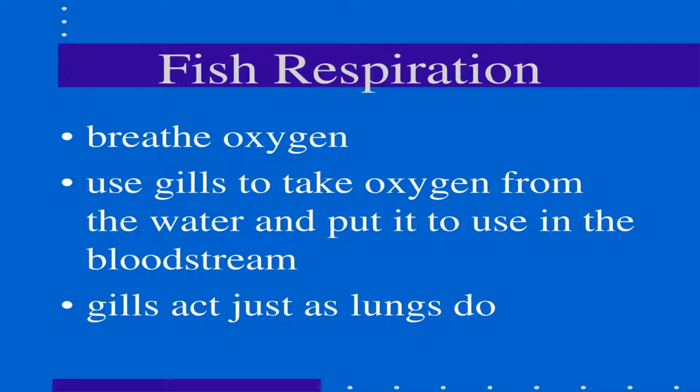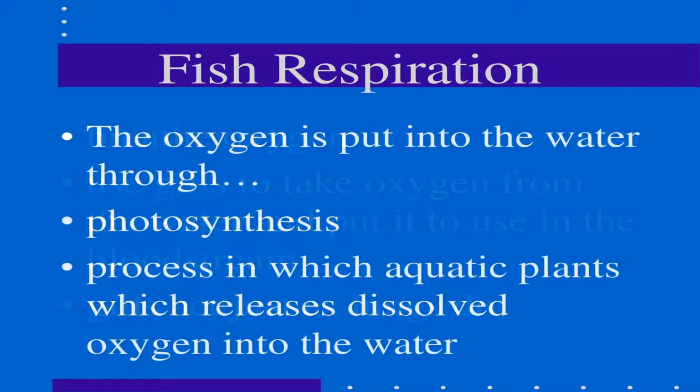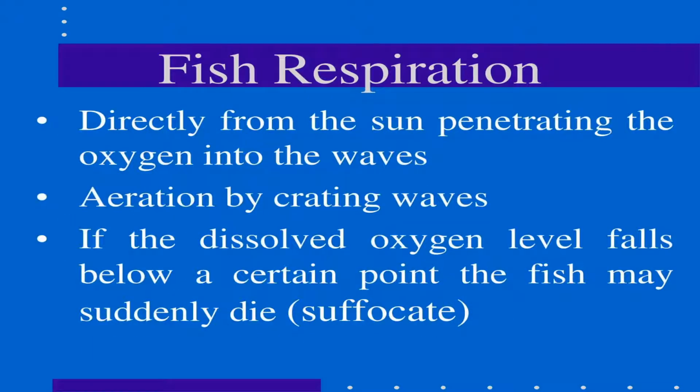Now, how do fish respire? You all know the fish respire, breathe oxygen. It uses gills to take oxygen from the water and put it to use in the bloodstream. The gills act just as lungs do. The oxygen is put into the water through photosynthesis, the process in which aquatic plants release dissolved oxygen into the water, directly from the sun, and through aeration by creating waves.